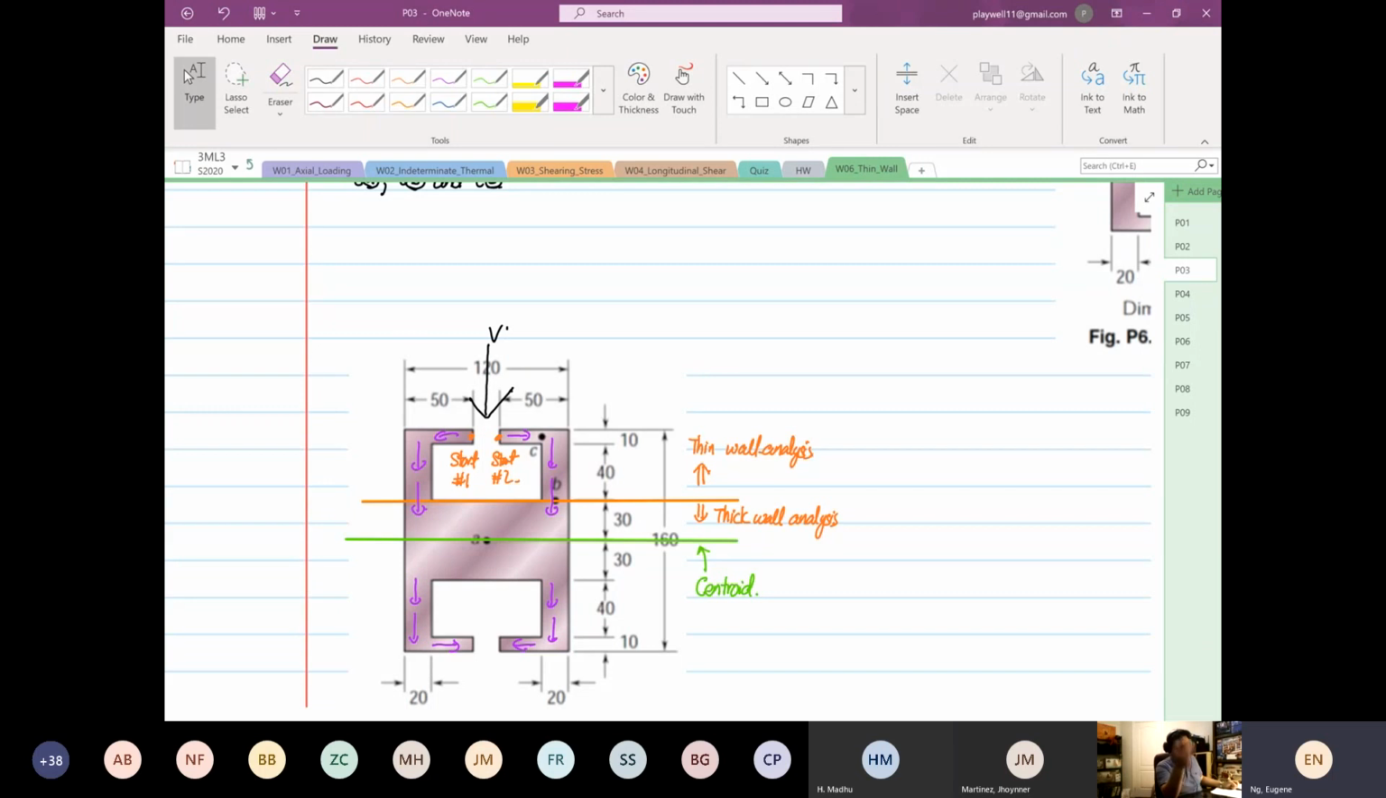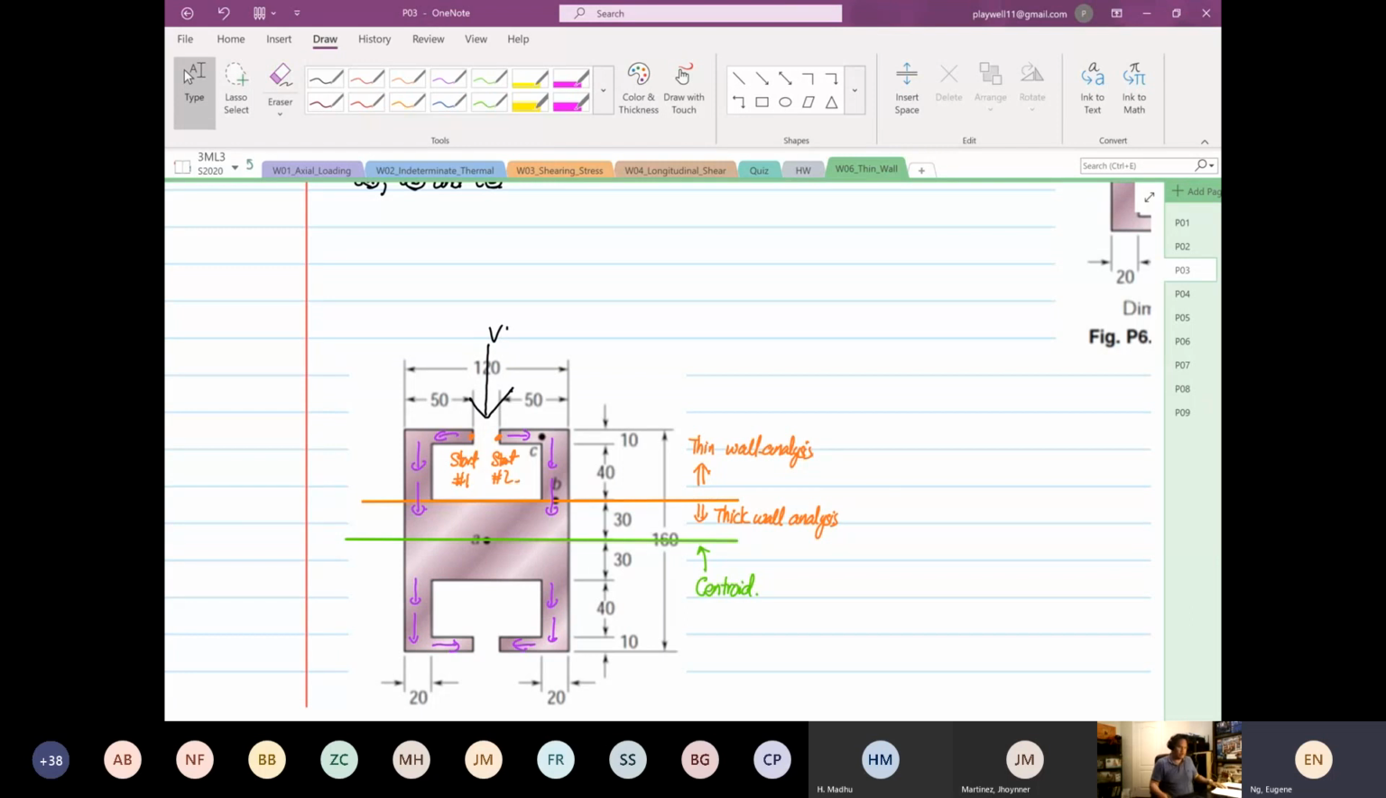Hey, we are engineers. We don't guess. Some of you think it's C because the thickness is the smallest. Some of you think it's B because you have more area, a wider thickness. Some of you think it's A because it's always at the centroid. Yes or no? So the problem with this analysis is what? You have thin wall and thick wall. That is where the problem comes.